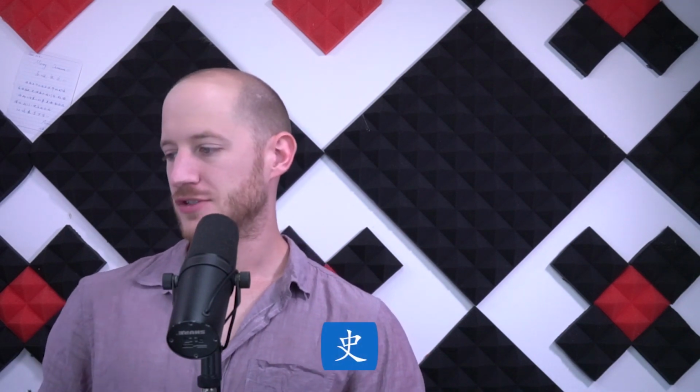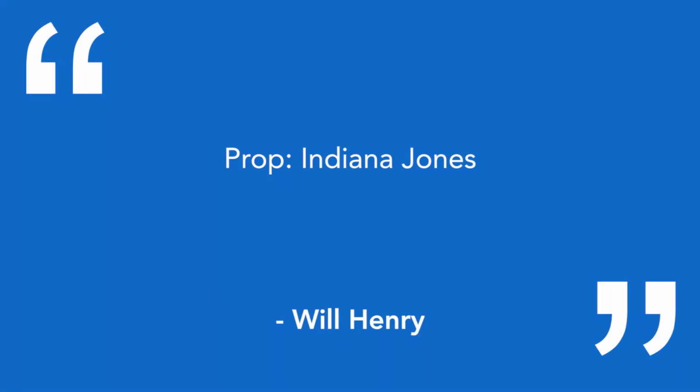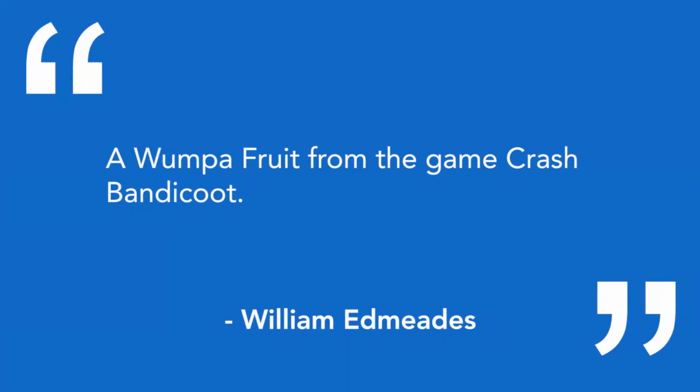Will Henry on pick a prop for sure, which means like a sort of history, and he went with Indiana Jones. And so that makes sense, sure, because he was searching through historical sites, and yeah, that's perfectly fine. William EDMEADES on pick a prop for guo, a wumpa fruit, because guo means fruit, a wumpa fruit from the game Crash Bandicoot. Well, I thought it was going to be from Willy Wonka and the Chocolate Factory with a name like wumpa fruit, but I guess that was an element of Crash Bandicoot. Well, I remember that game. I never played it, I don't think, but I remember it.